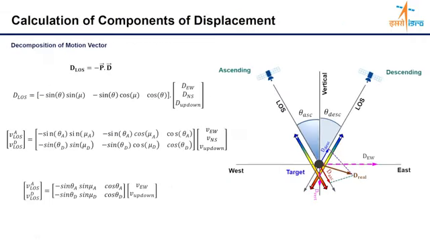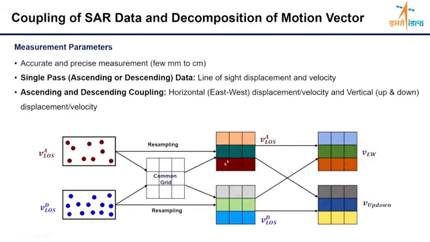It means you are able to apply these equations, and if you apply them, you can calculate the east-west component and the up and down component. What is this east-west? By combining ascending as well as descending, and likewise up and down from ascending as well as descending, applying those previous equations. Okay. So that way you can calculate the horizontal and the vertical components.